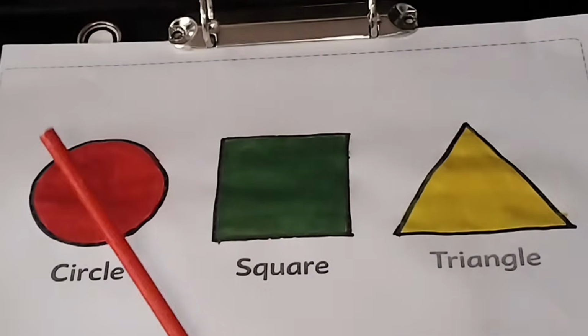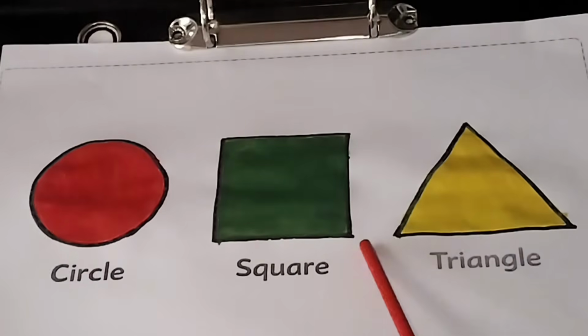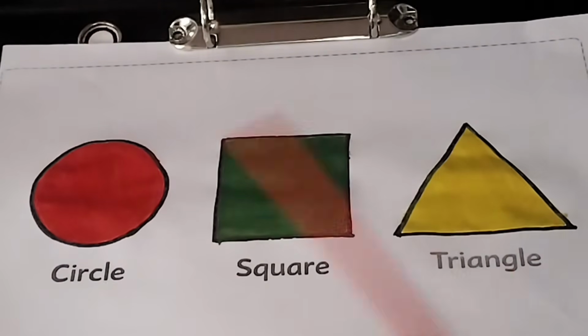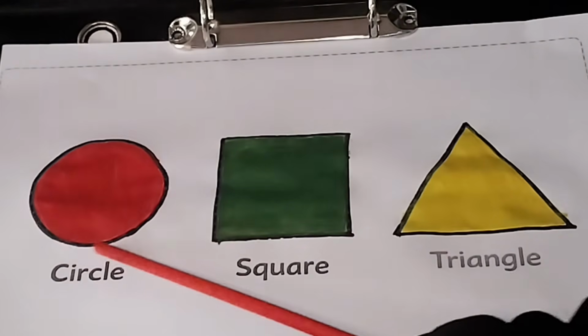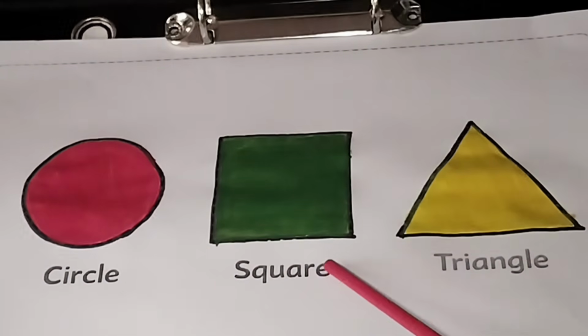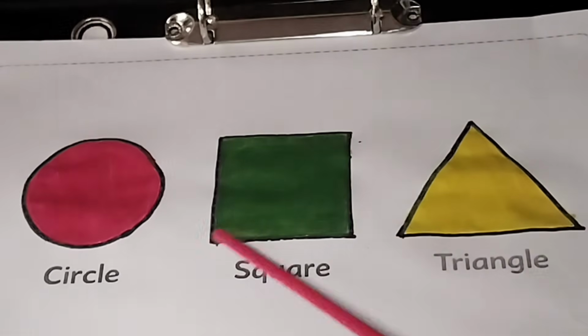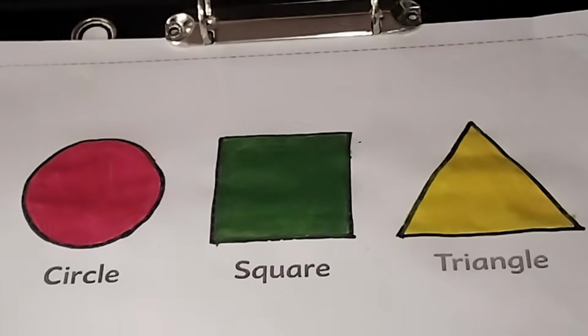Let's learn. This is circle. This is square. This is triangle. Circle, it has round shape. This is square. Square has 4 sides. This is triangle. Triangle has 3 curved sides.